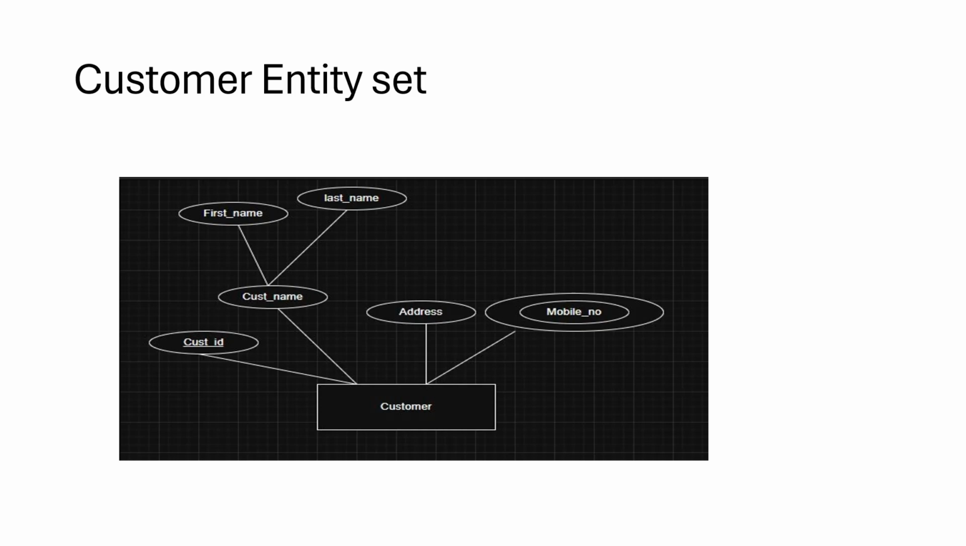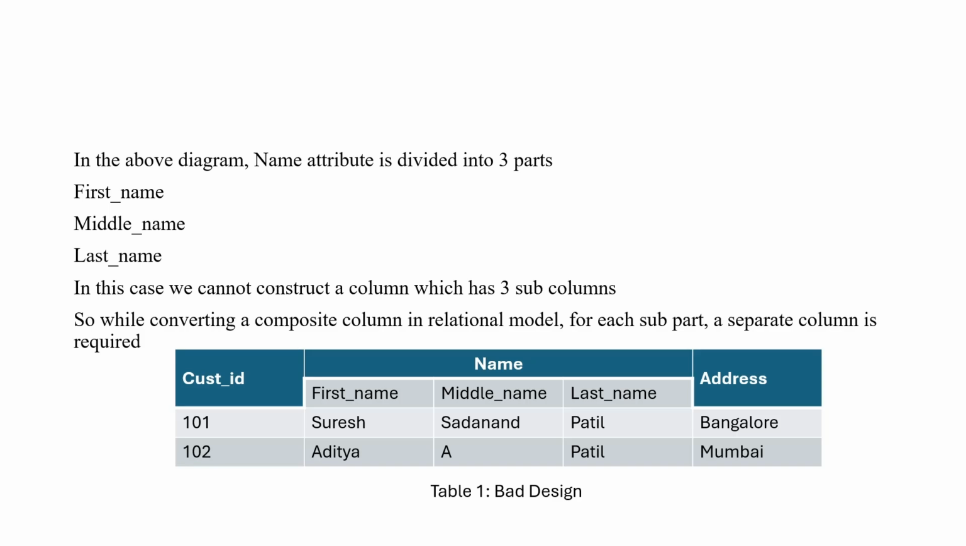So while converting such a composite column in a relational model, each subpart is represented as a separate column. If we consider a column name which has subparts first name, middle name and last name, then this type of table is considered a bad design. Why? Because when you take such attributes in a relational model, the retrieval of such an attribute creates a problem. Suppose I want to retrieve first name, middle name and last name together, then I may face some problems.